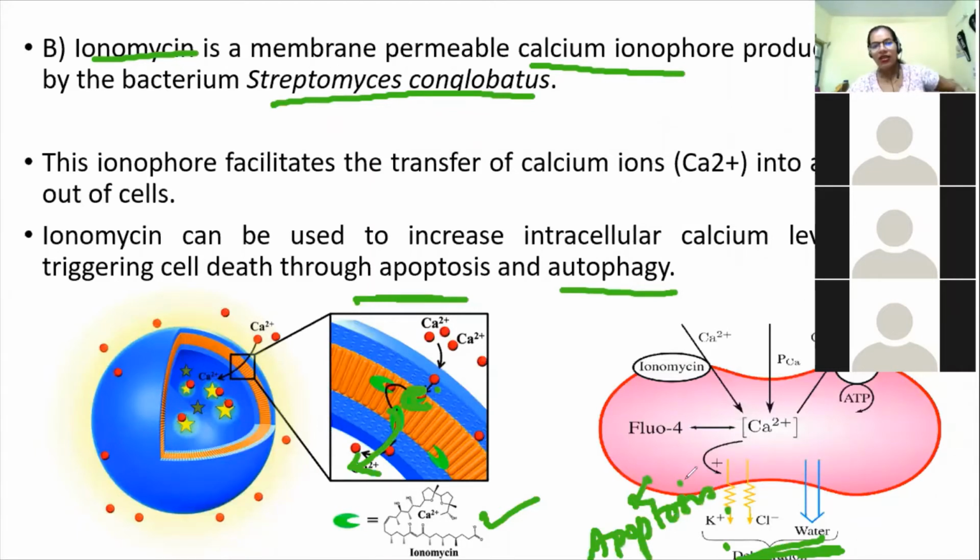So once again, ionomycin is a very good example of a calcium ionophore produced by Streptomyces conglobatus. Okay, now they increase the intracellular calcium level and finally induce cell death through apoptosis and autophagy.